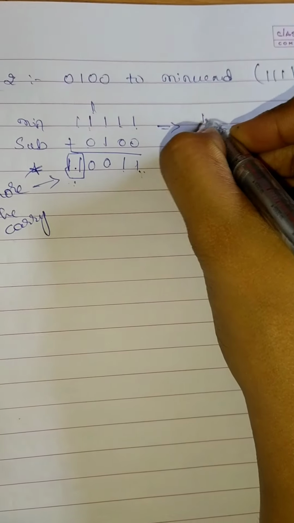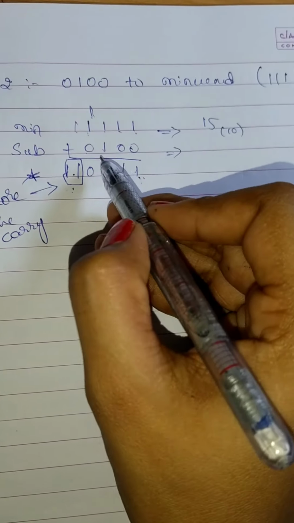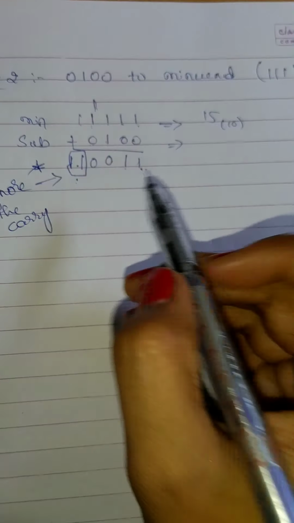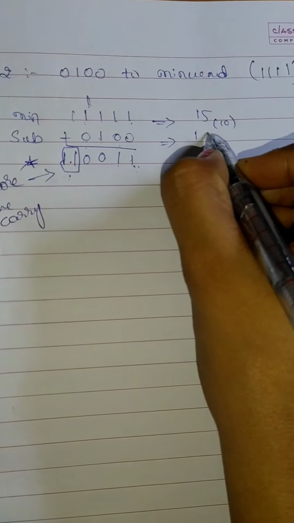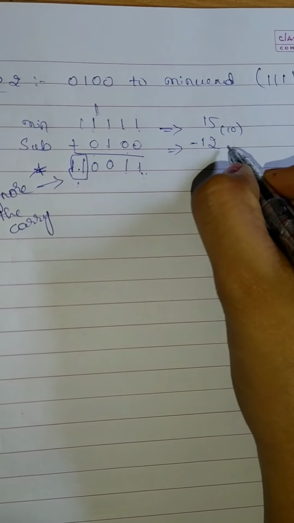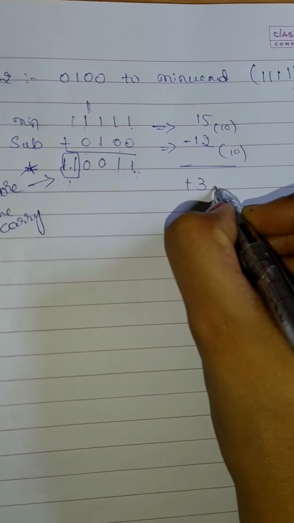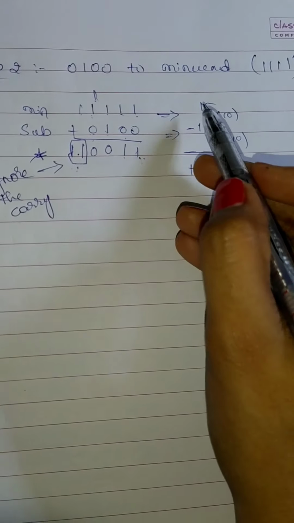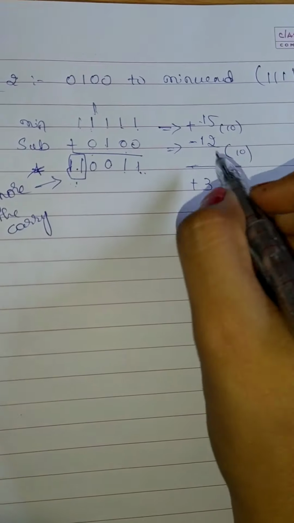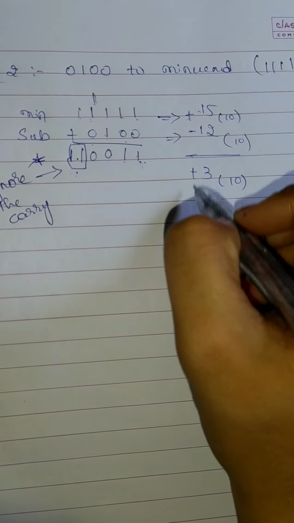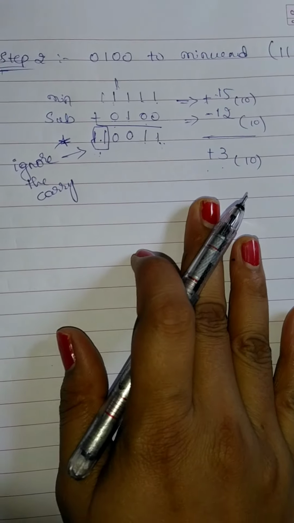So this is 15 base 10 and 8421. It is equivalent to what? 12 minus 12. Fine. Then we are going to get what? Plus 3 base 10. Which of the two is highest? 15. What is the sign of 15? Plus. So that we are going to get 3 as a result.